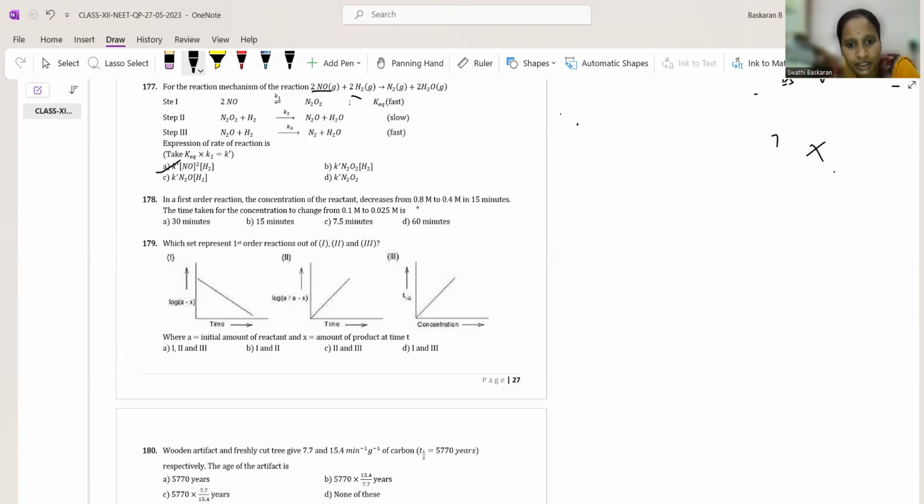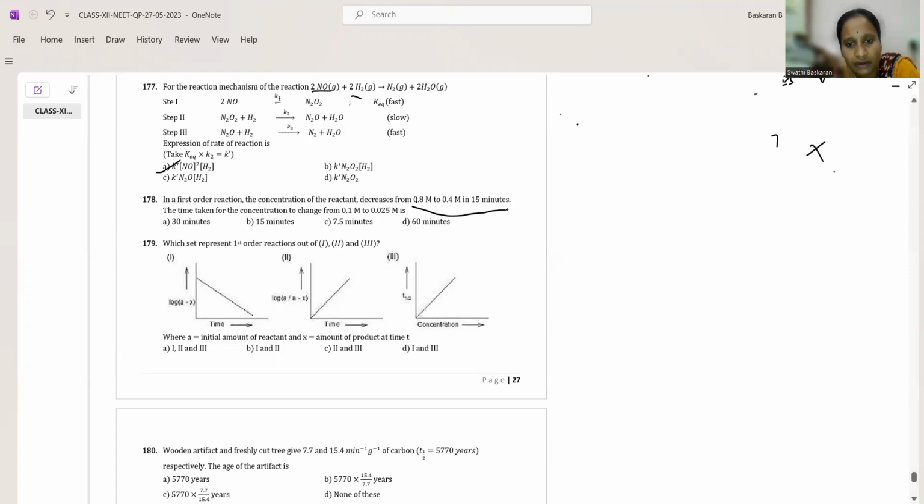So from this step itself, it is understood that they have given T half, right? 0.8 and 0.4, how are they related? They are related as half of the initial concentration, and hence what is being given, students? It is given that T half for a first order reaction is 15 minutes. And what are they asking now? They are asking the time taken for the concentration to change from 1 molar to 0.025 molar. So what do you have to determine? You determine the K value. How will you determine the K value? K is equal to ln 2 divided by 15 minutes.